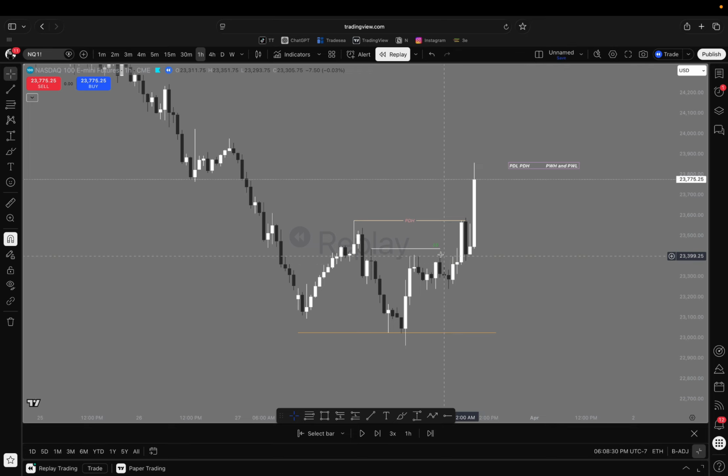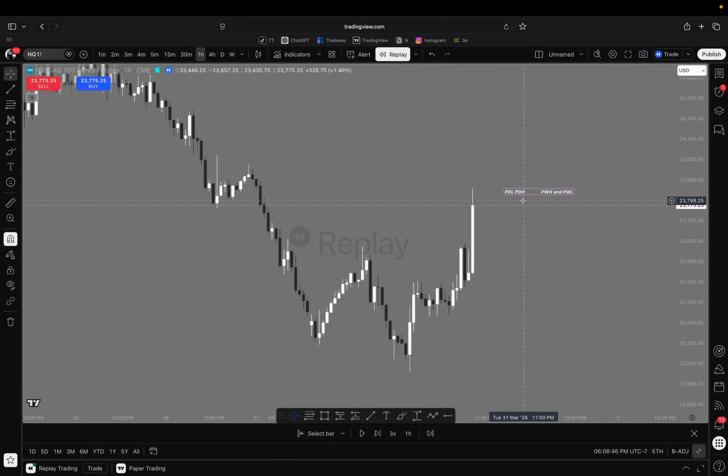Hope that makes sense. So you can start marking your previous day highs, previous day lows, your previous week highs, your previous week lows, and wherever we're closer to and how we're delivering from, you can expect price to start delivering in the opposite direction. Of course, with added confirmation, but these are really great draws.